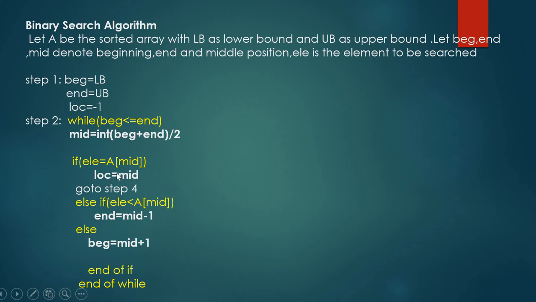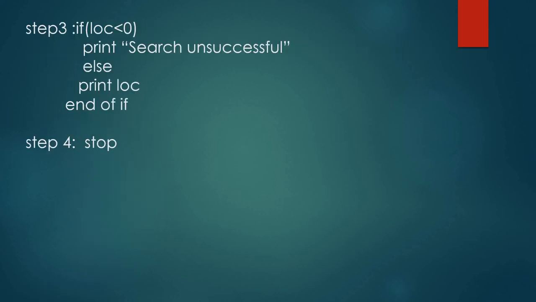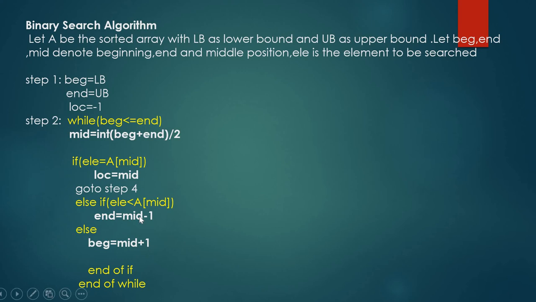Then the next condition is checked. If it is not equal, next we check whether ELE is less than A of mid. If ELE is less than A of mid, end is changed to mid -1. Else, ELE is greater than A of mid, and beginning is changed to mid +1. After that, this is the end of the while loop.